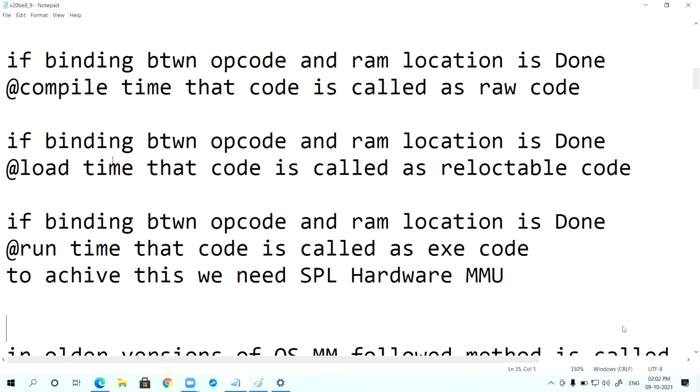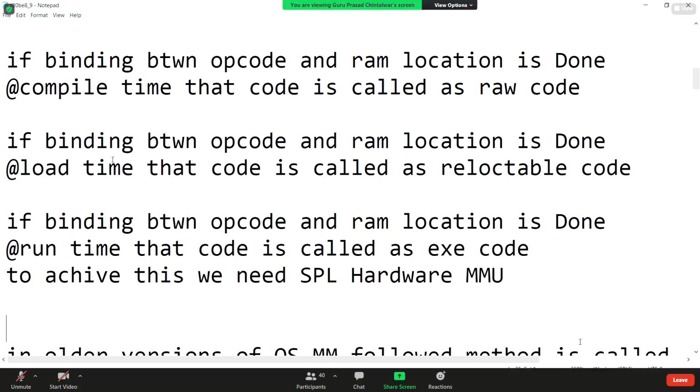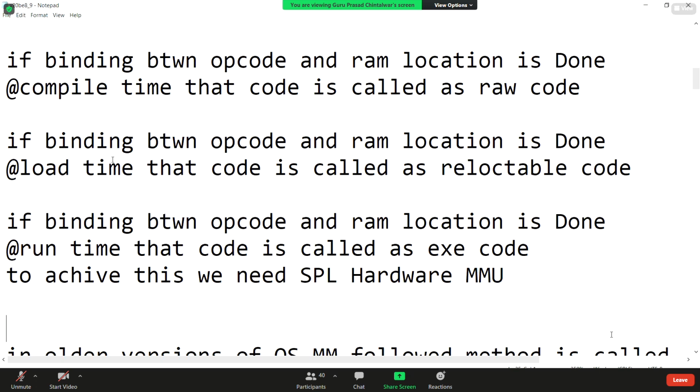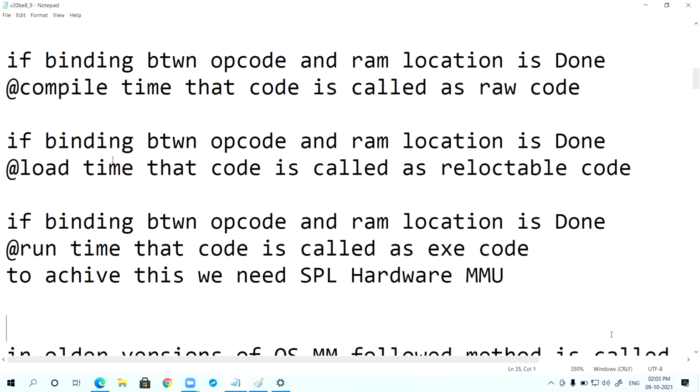Ultimately, the opcodes are going to be fetched from the RAM and executed. Will you agree? Now my question is, who is responsible for fetching the instruction, decoding the instruction and executing the instruction? Can I say the processor or a controller?